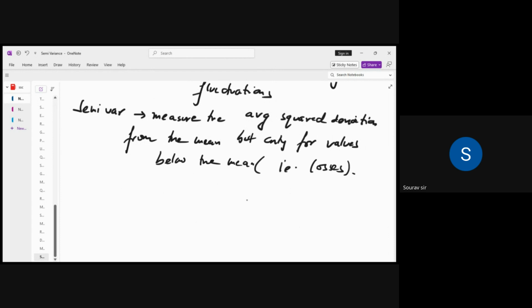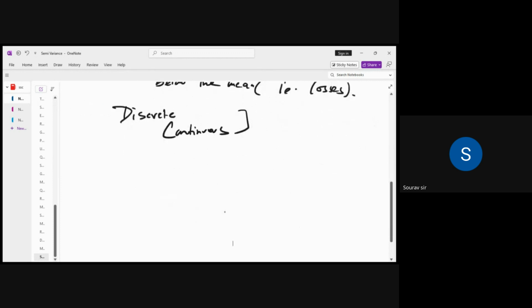So I told you that for all the things you have a discrete case and a continuous case. Here also you have the same. That is a very easy calculation. Whenever we have discrete, that is PMF, and whenever we have continuous, that is PDF. Last day we did that, now let's see the semi-variance.